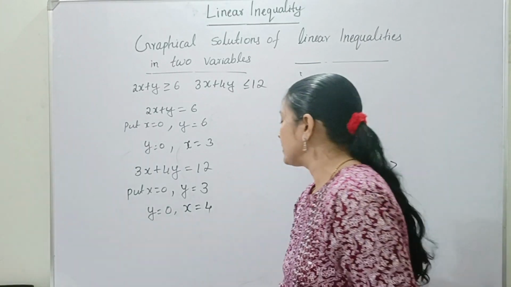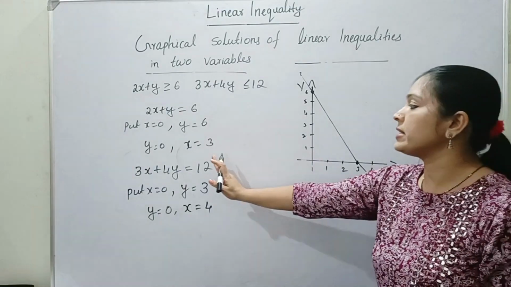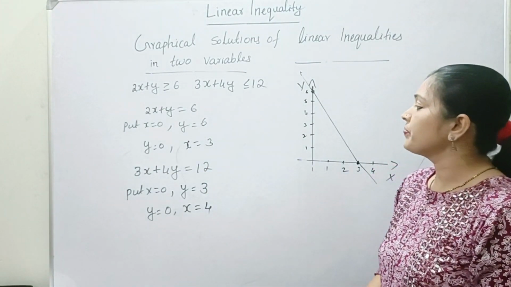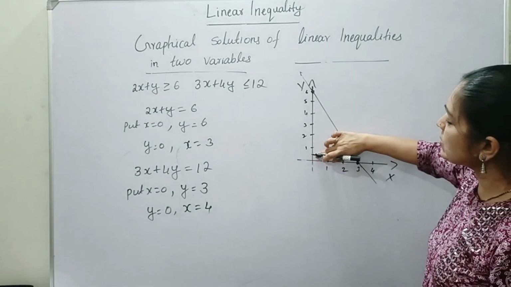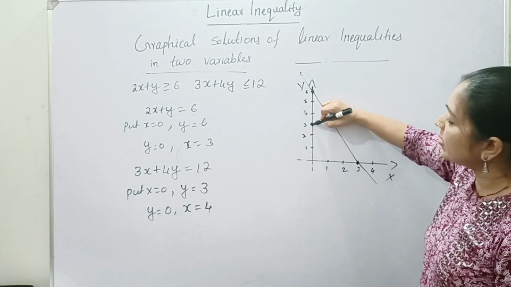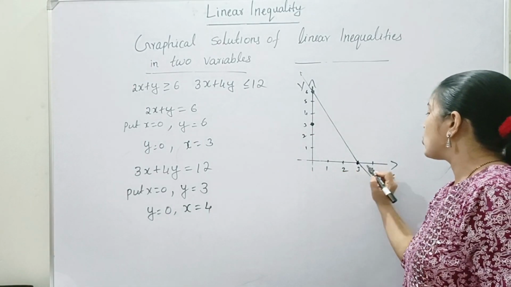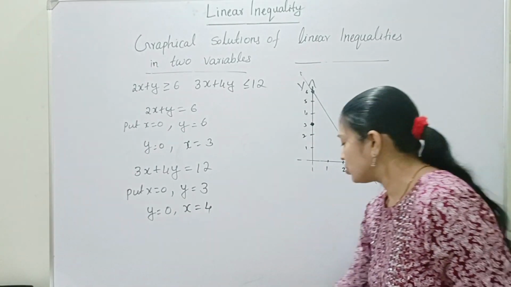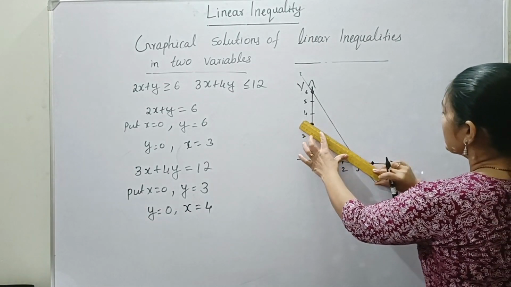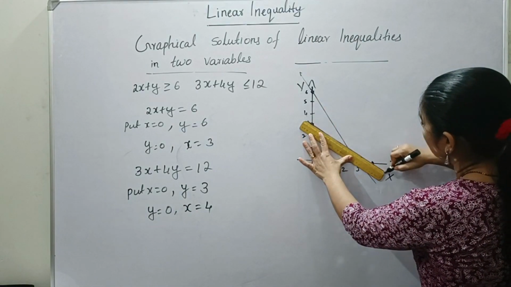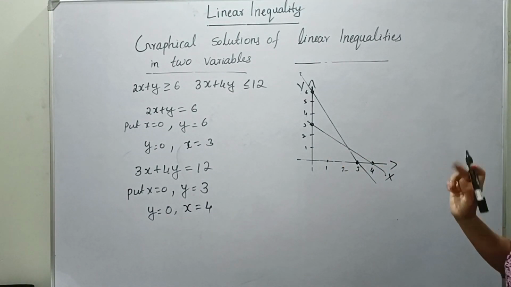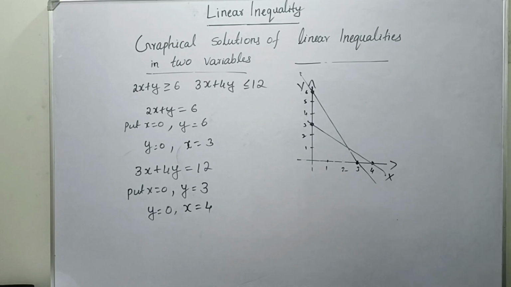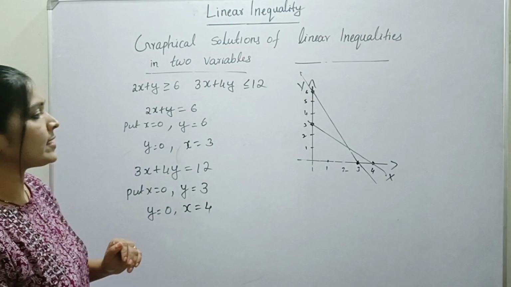Okay. Next let us draw this one, the second equation 3x + 4y = 12. When x = 0, y = 3. When y = 0, x = 4. Now join the line through these points. Okay. See, now we have got this graph. One line is 2x + y = 6, another line is 3x + 4y = 12.